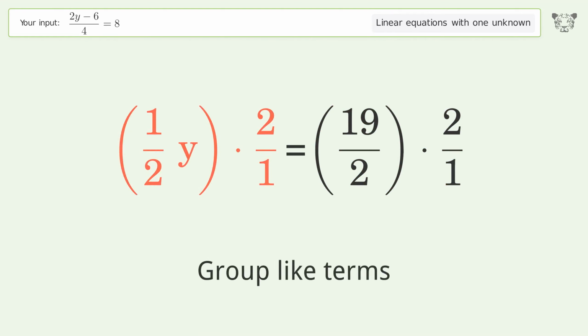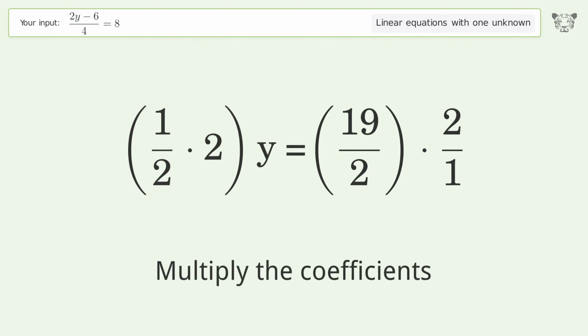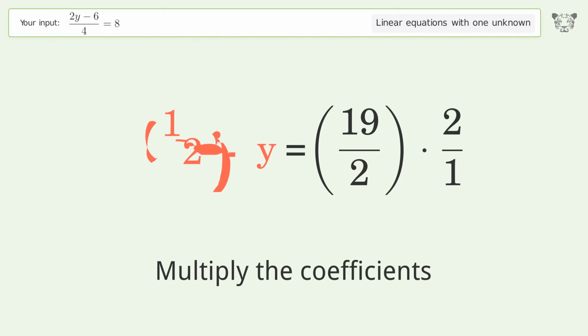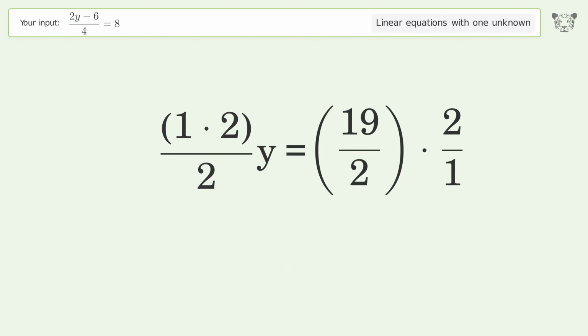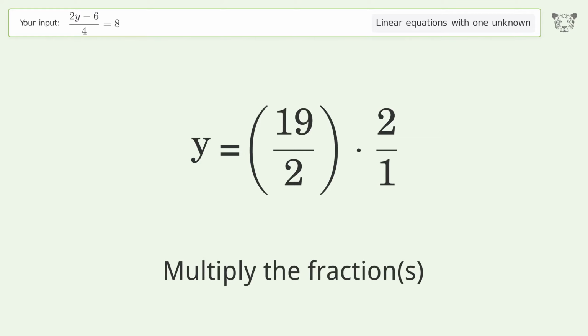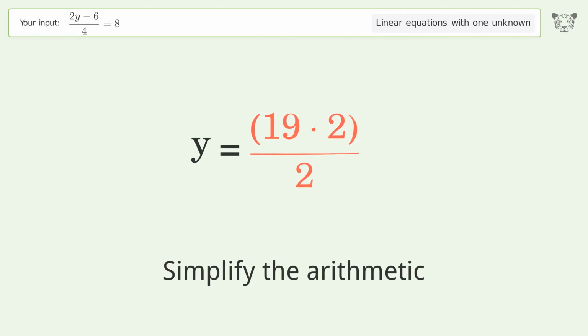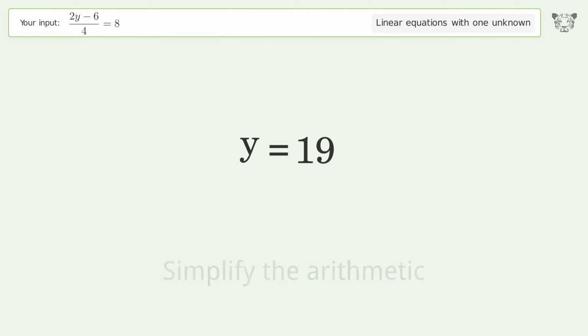Group like terms. Multiply the coefficients. Simplify the fraction. Multiply the fractions. Simplify the arithmetic. And so the final result is y equals 19.